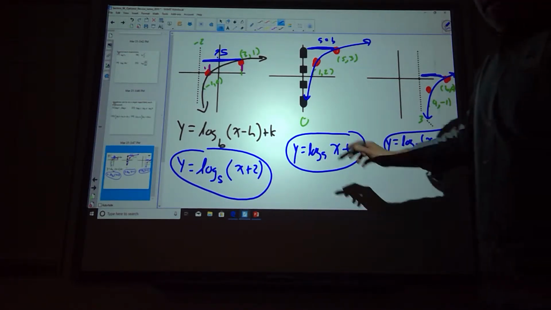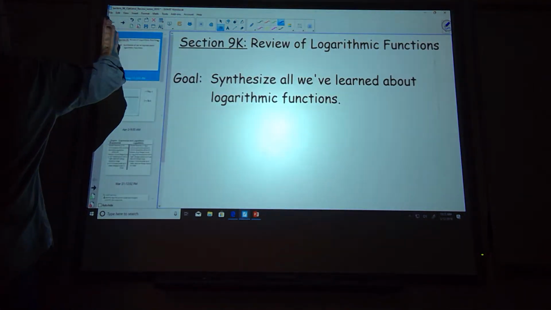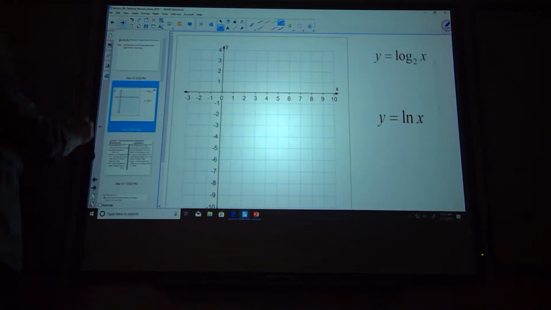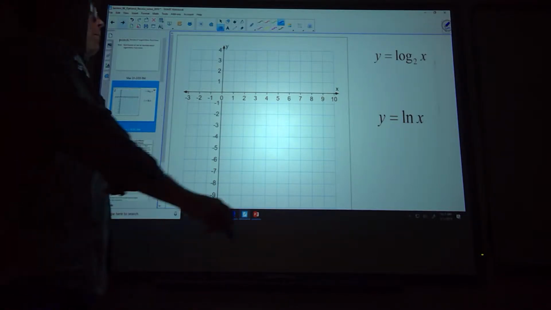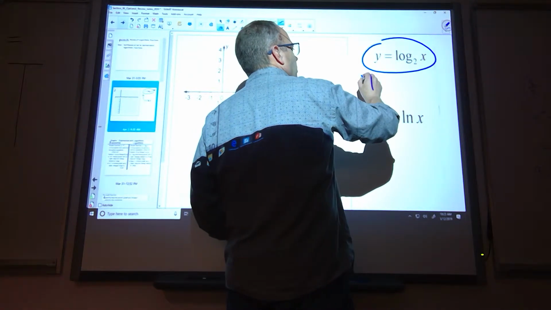All right. Let's go back to the beginning. So that was off the last page, right? All right, so this is a little bit of review. So let's graph both of these. So we have log base 2 of x. So we'll do this one blue. Okay, so what we have to know up here.